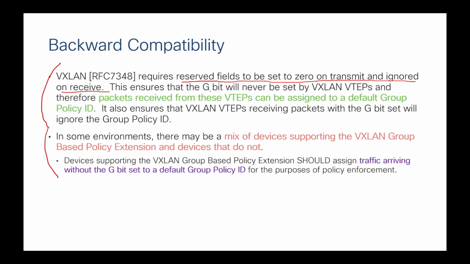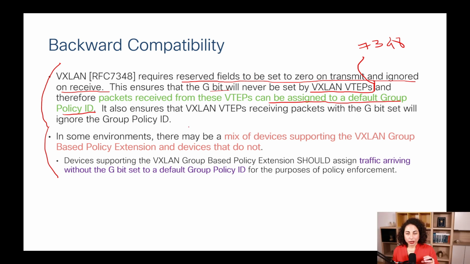This ensures that the G bit will never be set by VXLAN VTAPs. Again, here what we are referring to is VXLAN VTAPs implementing 7348 and not aware of GBP. So those VTAPs will never set the G bit. And therefore, packets received from these VTAPs can be assigned to a default group policy ID. And this is very, very important. It also ensures that VXLAN VTAPs receiving packets with the G bit set will ignore the group policy ID.